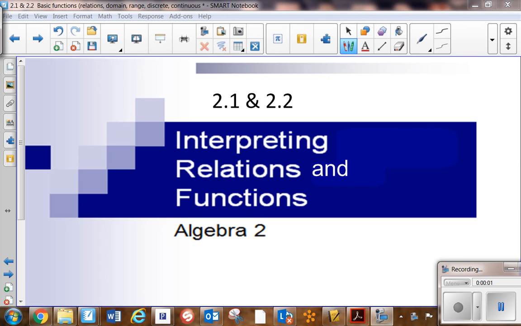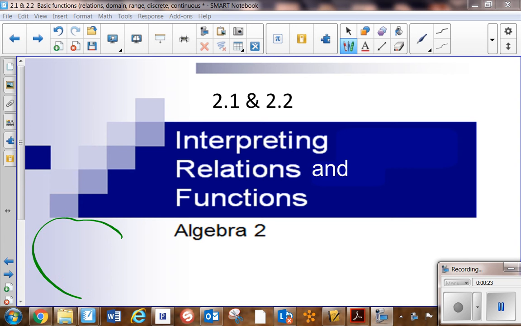2.1 will start here. In 2.1, we're going to be interpreting these things called relations and these things called functions. Functions you've probably heard of, relations, maybe not. The correlation between relations and functions is kind of like the relationship between a square and a rectangle.